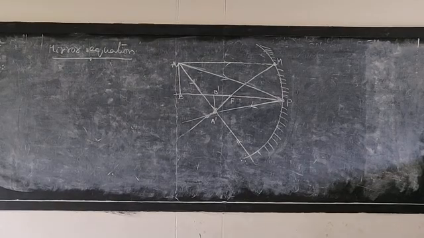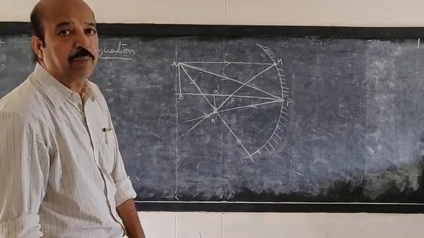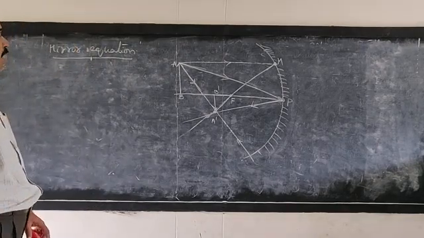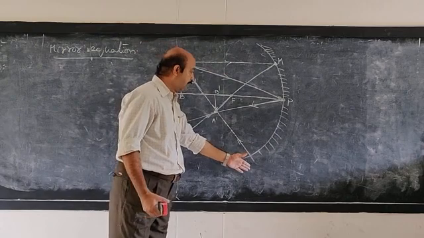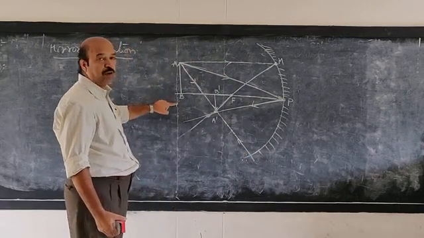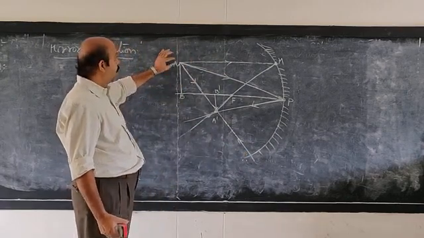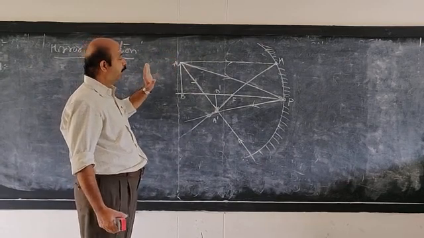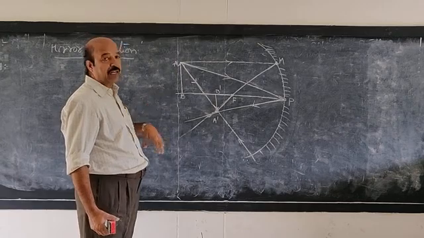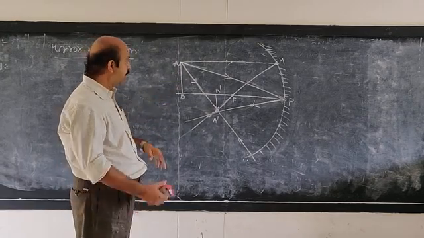So let us derive another important equation, that is the mirror equation. So we have taken here a concave mirror. Suppose AB is the object. To trace the image of the point A, I have taken 3 rays. Actually 2 is enough, but I have taken 3.